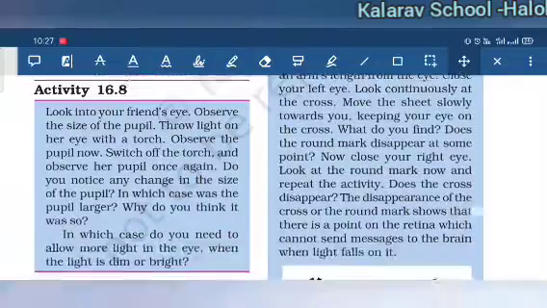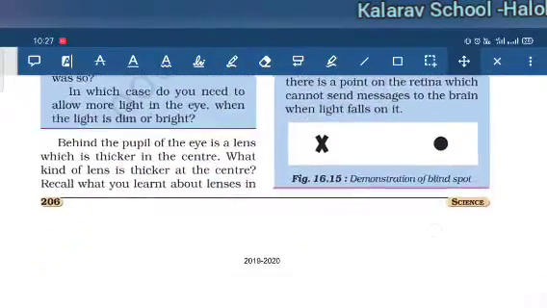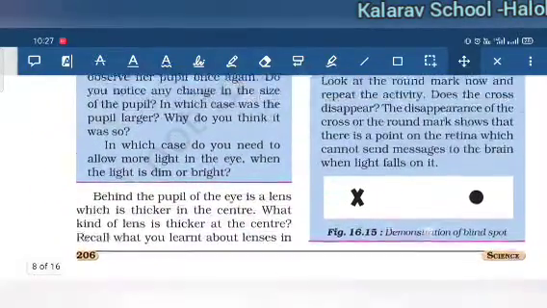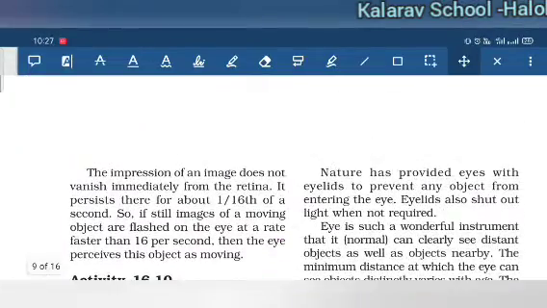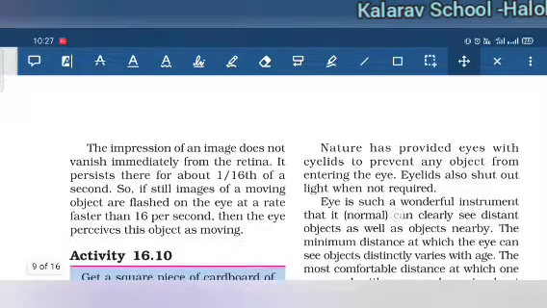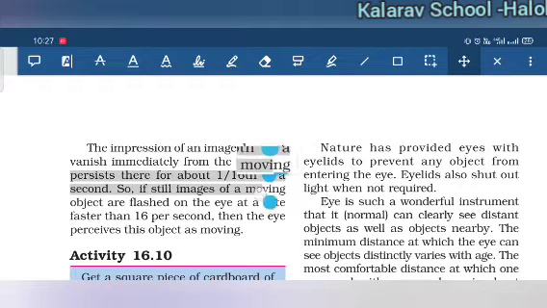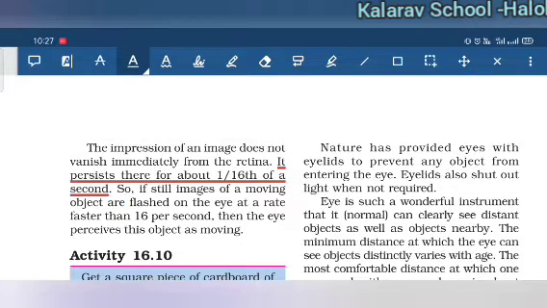So here is an activity, you can do it at home. So next, the impression of an image does not vanish immediately from the retina. So it persists there for about 1/16th of a second. So keep in mind, how much time does an image persist on the retina? That is 1 by 16th of a second.